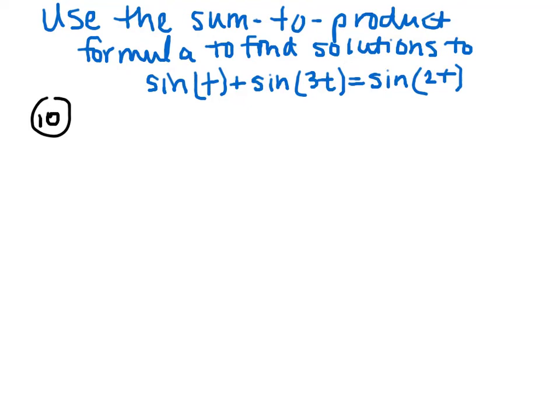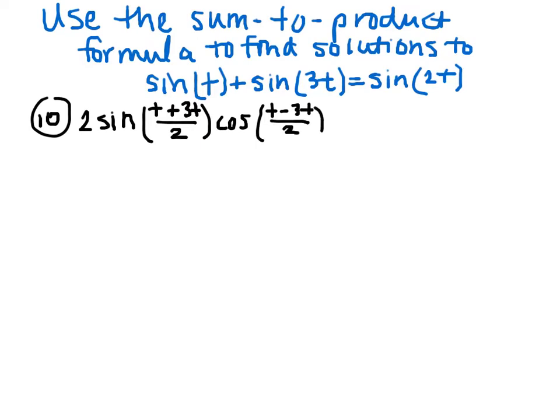Okay, this is problem number 10. It says use the sum to product formulas to find the solutions of the equation sine of t plus sine of 3t equals sine of 2t. So we're going to rewrite this as 2 sine of (t plus 3t) divided by 2 times cosine of (t minus 3t) divided by 2. And that still equals sine of 2t.